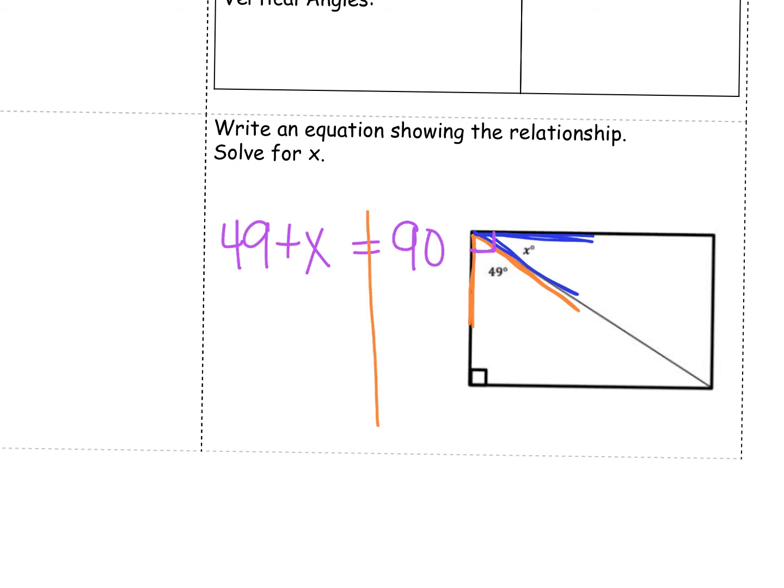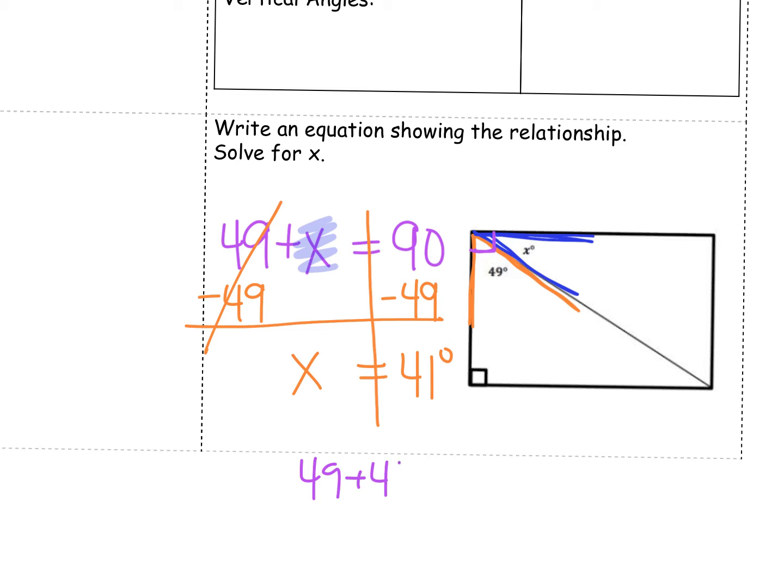Draw your line and keep it balanced. To get x by itself, I need to get rid of that 49, so I will subtract 49. If I do it on the left side, I have to do it on the right side, and I end up with x equals 41, and it's 41 degrees. And then quick check, 49 plus 41 equals 90. Yep, 41 degrees is my answer.